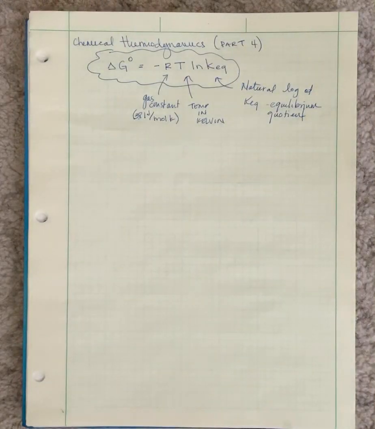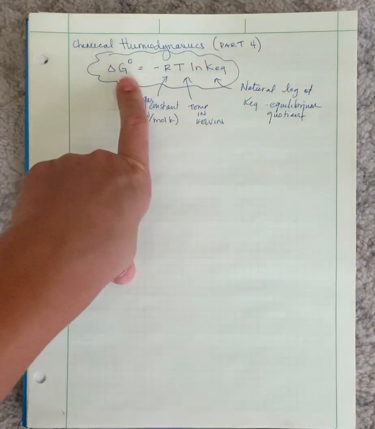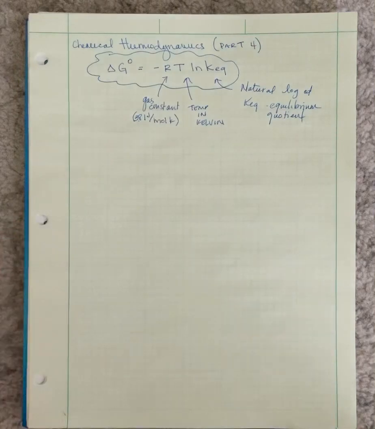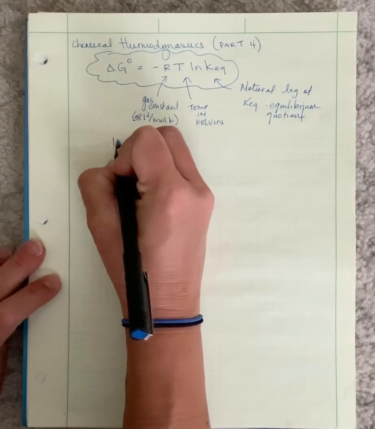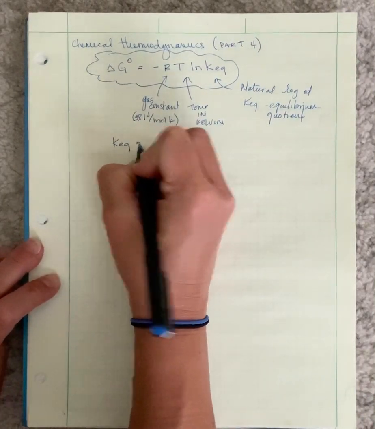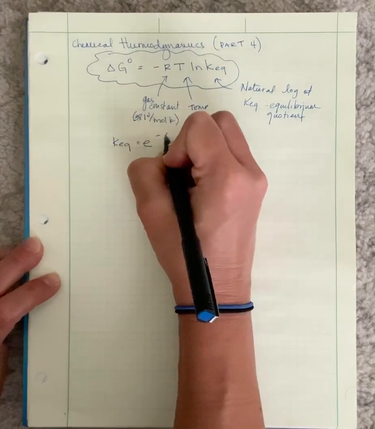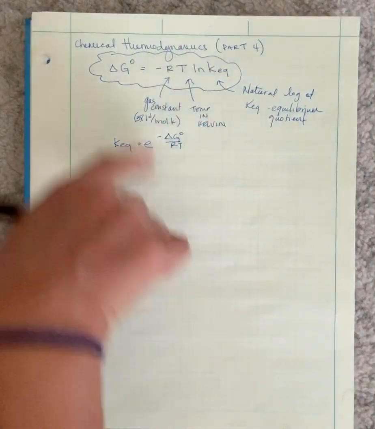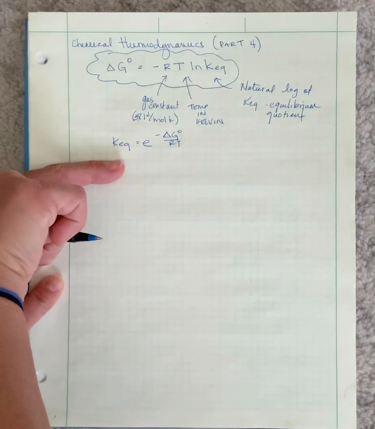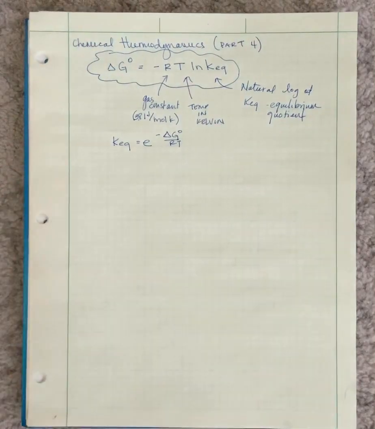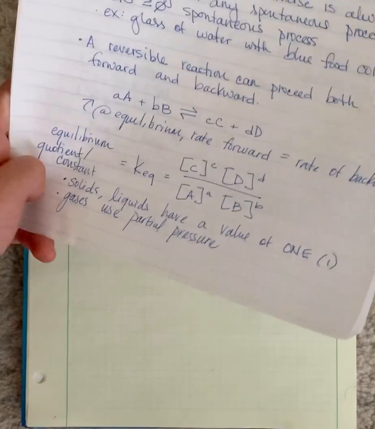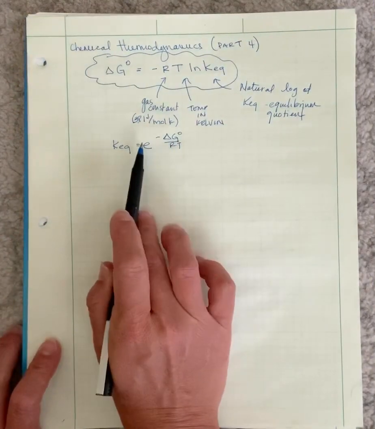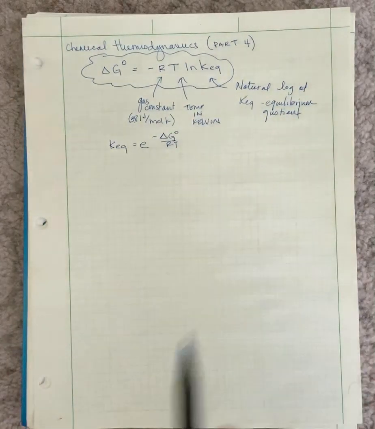All right, so the change in Gibbs free energy at standard temperature and pressure is negative RT ln KEQ. And KEQ is equal to e to the negative change in Gibbs free energy at STP divided by RT. And this is just rearranging this equation. So now we know that we can solve for KEQ with known concentrations of the products and the reactants, or we can solve for KEQ with information about Gibbs free energy and the temperature.